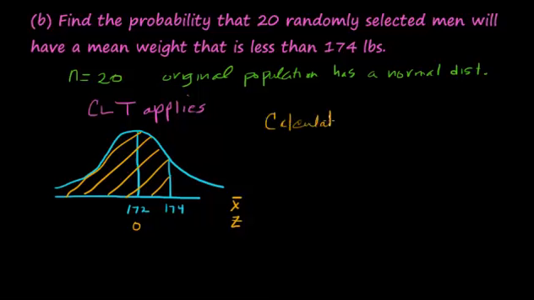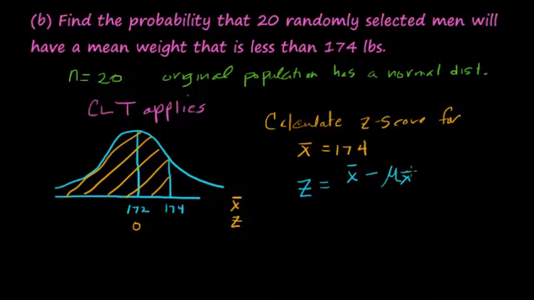Calculate z-score for a mean weight of 174. Okay, so let's get the formula for doing that. Z equals x bar minus the mean of the sample means over the standard deviation of the sample means.